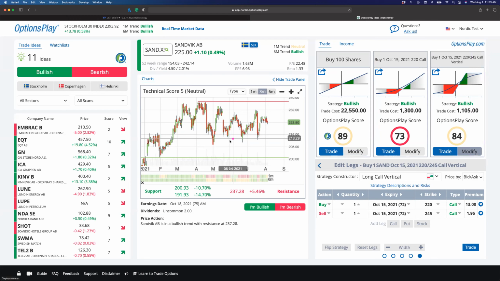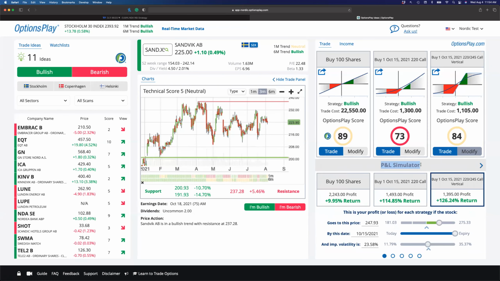And this is important because what if I buy the strategy and the stock declines back down to 210? That's really where our P&L simulator is useful, because I can simulate what happens if the stock declines to 210. And I always encourage investors, before you look at how much money you can make, you should always first look at how much money can I lose. And you must first be comfortable with that before you proceed with looking at how much money you can make.